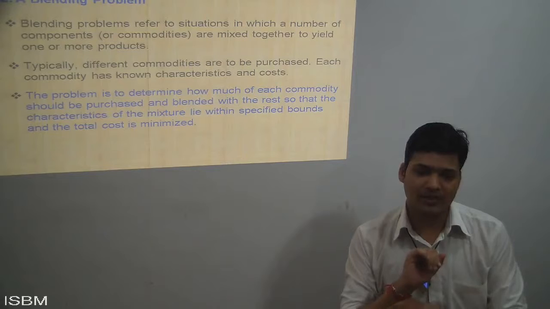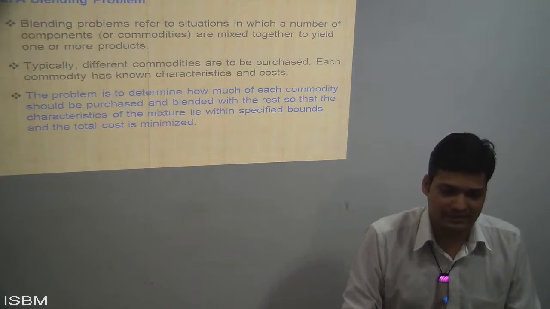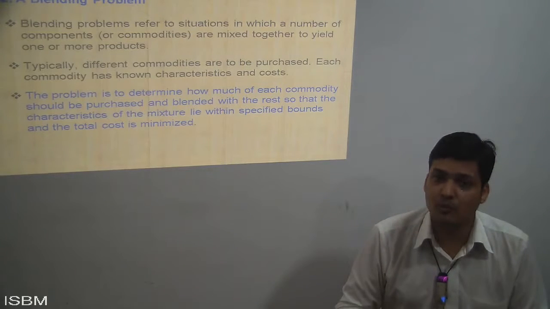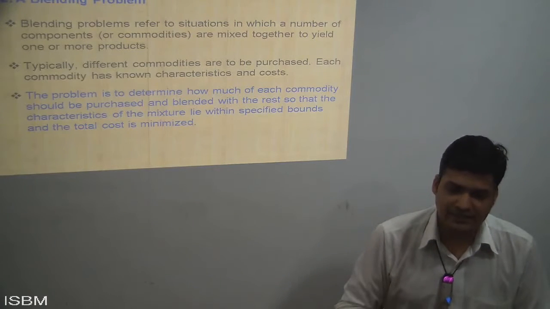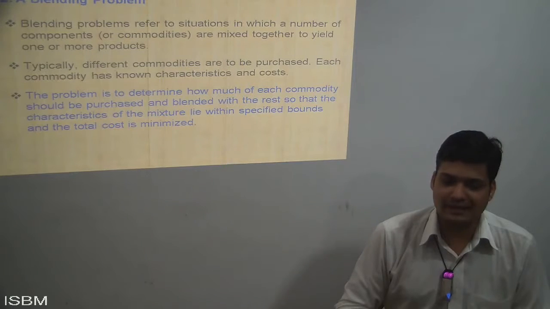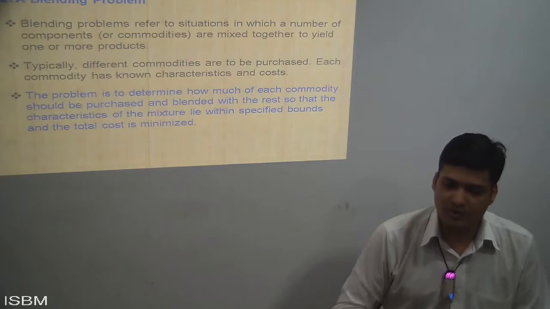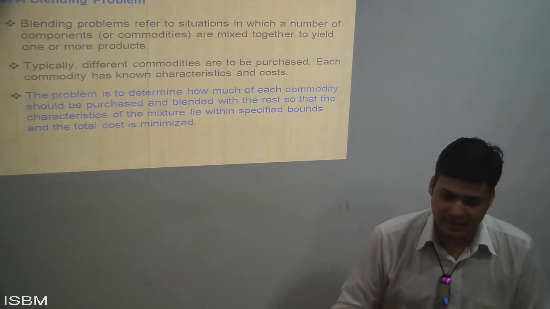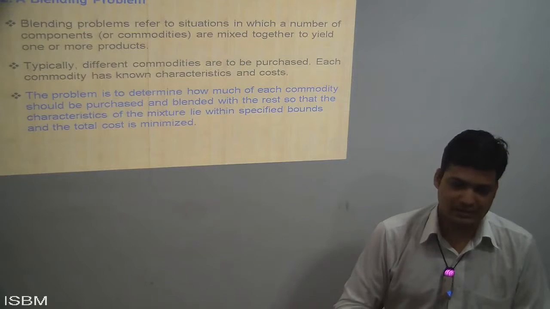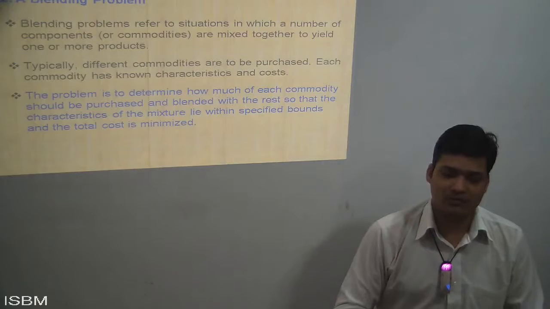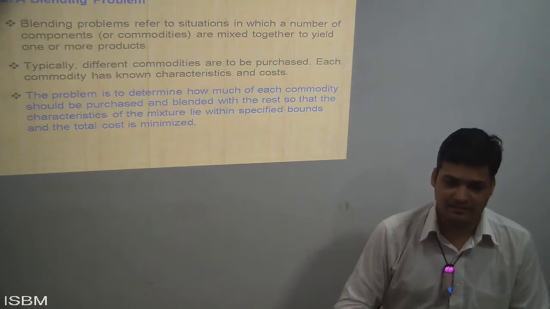A blending problem refers to a situation in which a number of components or commodities are mixed together to yield one or more products. Typically, different commodities are to be purchased. Each commodity is known by its characteristics and cost. The problem is to determine how much of each commodity should be purchased and blended with the rest so that the characteristics of the mixture lie within the specified bounds and the total cost is minimized.